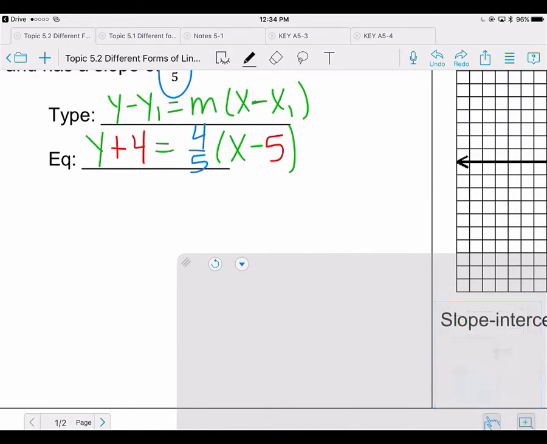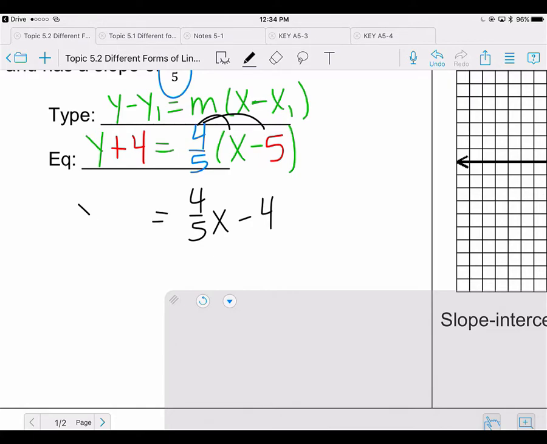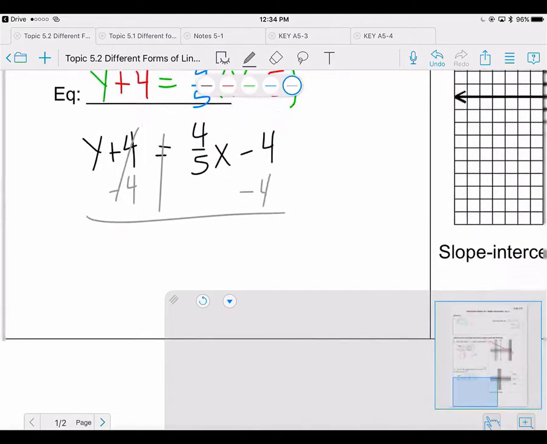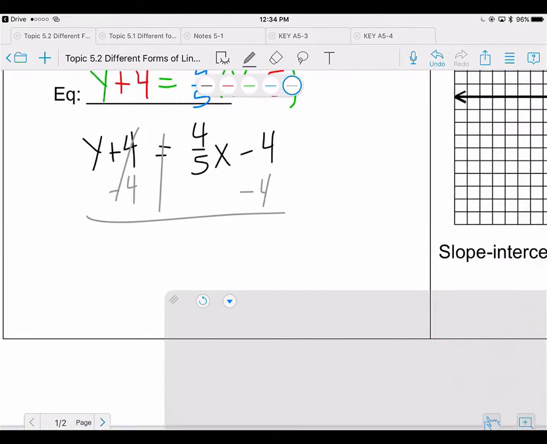From here, we have to solve for y. So I distribute 4/5 times x. 4/5 times negative 5 is a negative 4. And then in order for me to graph, I need y completely by itself. So I need to move the negative 4. Remember, I'm not putting it with the x because it's not an x, it's a number. So 4/5 x minus 8.